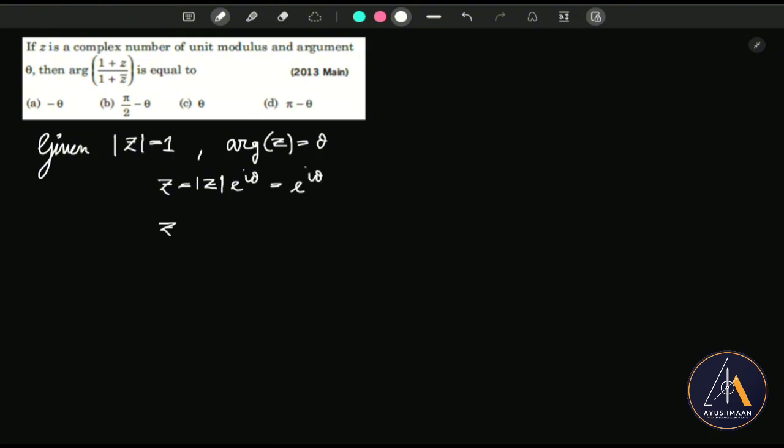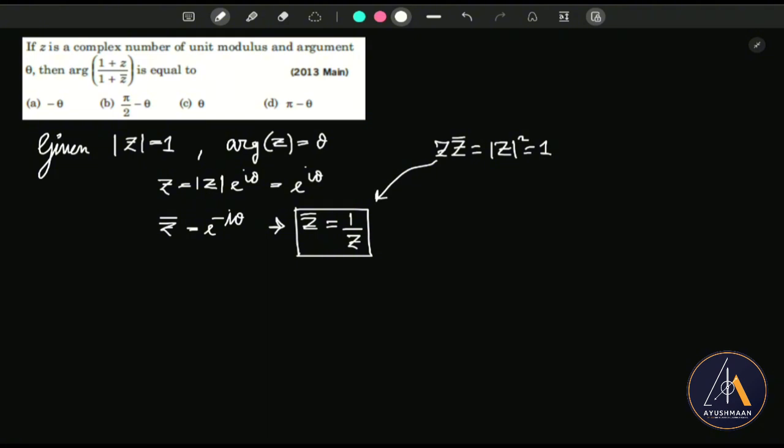Now z bar is equals to e to the power minus i theta. So z bar equals to 1 by z. This we got because z into z bar equals to mod z whole square. This is equals to 1. From here we got this.